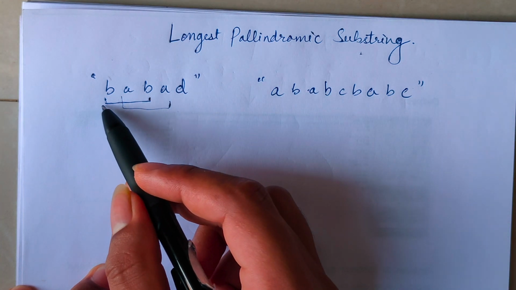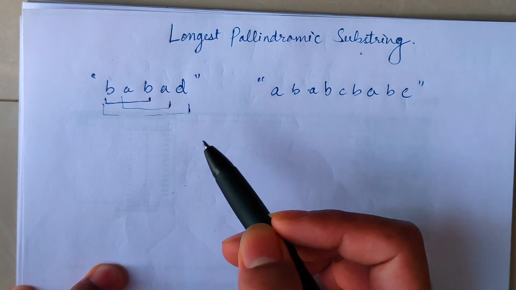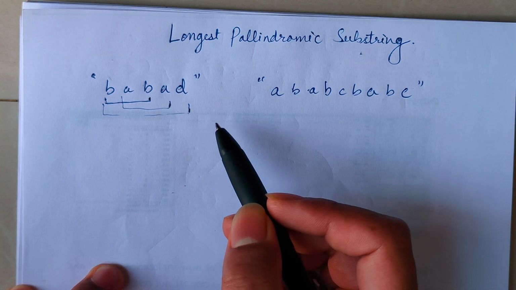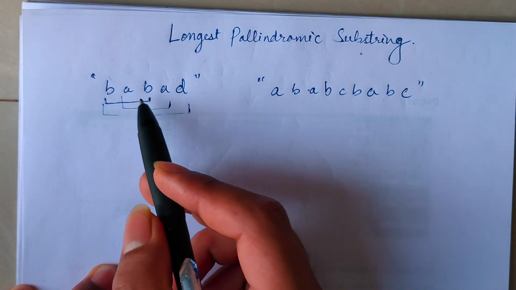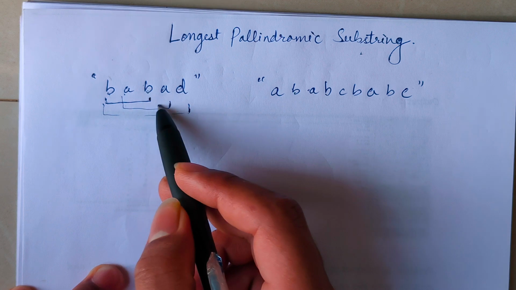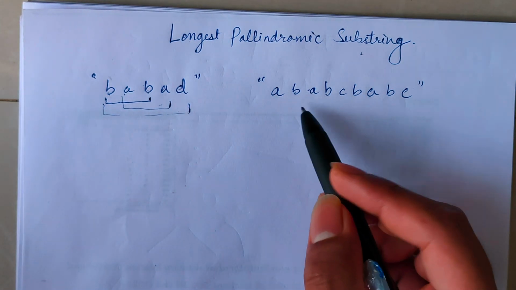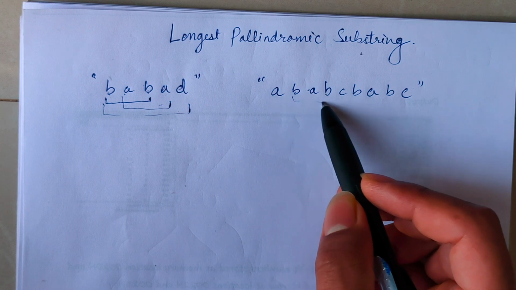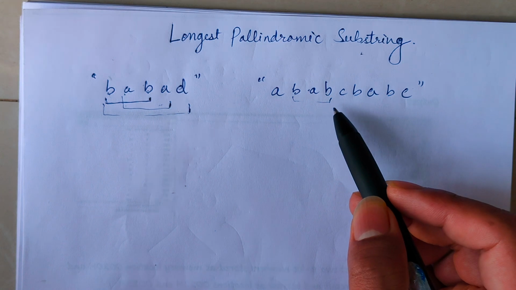See, here we can see that BABAD is also a substring and it is the longest substring, but it is not a palindrome. So we cannot return it. But this BAB is a substring and is a palindrome also. ABA is a substring and is a palindrome also. Let's see here. BAB is a substring, is a palindrome, so it could be an answer.